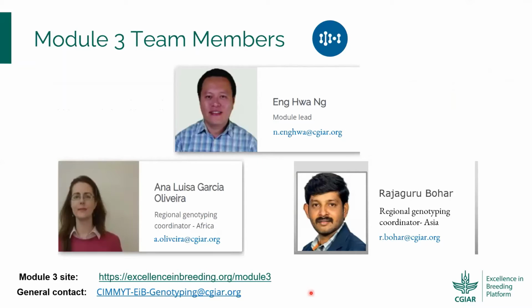So first, I would just like to take a brief moment to introduce the entire team. Myself, I am Eng-Hwa Ung. I'm the module lead for EiB, Genotyping Tools and Sequencing. I'm currently based in the Philippines, hosted by Erie. We have Ana Oliveira. She is our regional coordinator based in Kenya, and she's supporting all the regional genotyping needs in the region. And then we have a new joiner, Rajaguru Bohar. He recently transferred from the ICRISAT HTPG project over to EiB Module 3, and now he has a new role. His title is the Regional Genotyping Coordinator for South Asia and greater parts of Asia.